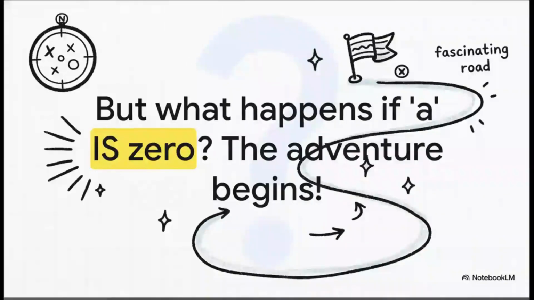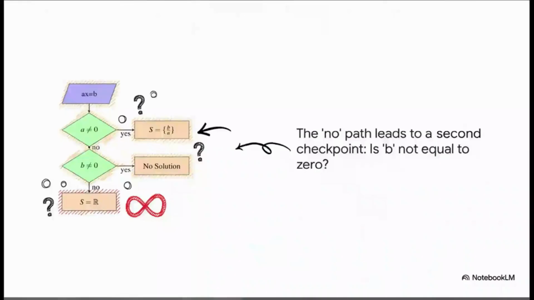Now, this is where our map becomes a lifesaver, because this is where the real adventure begins. So we take the no path, and we hit another checkpoint. The map forces us to ask a second question. It's like, okay, we know a is 0, got it. But what about b? Is b something other than 0? And again, our whole journey depends on that yes or no.